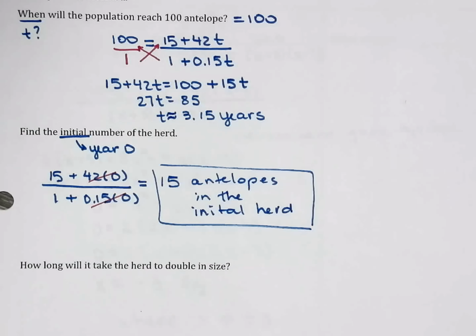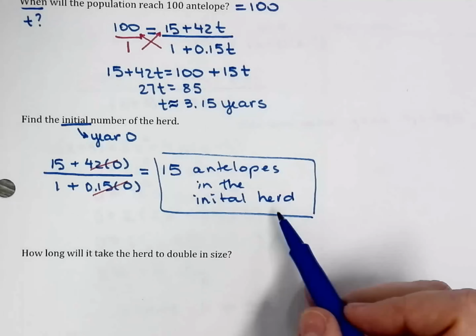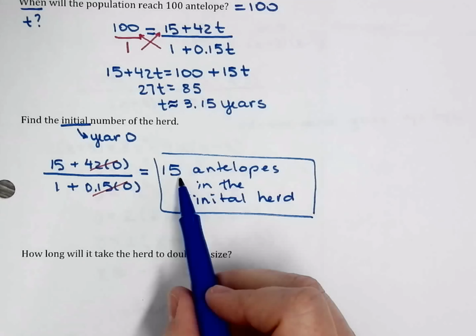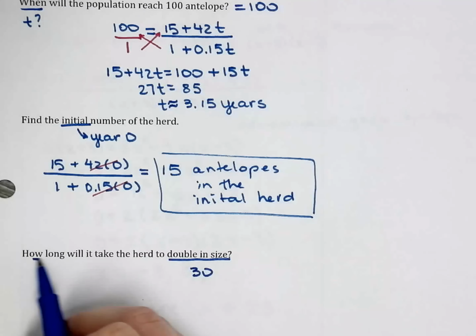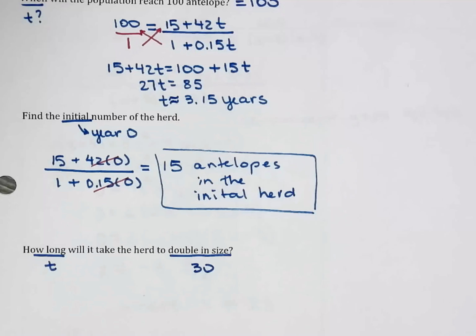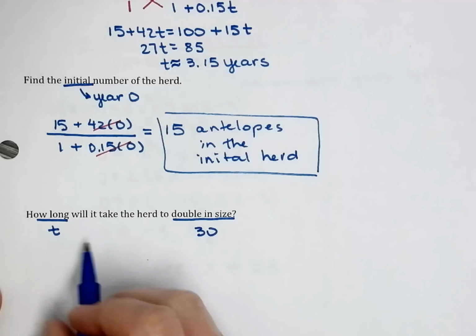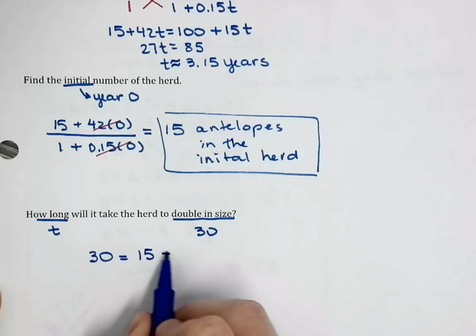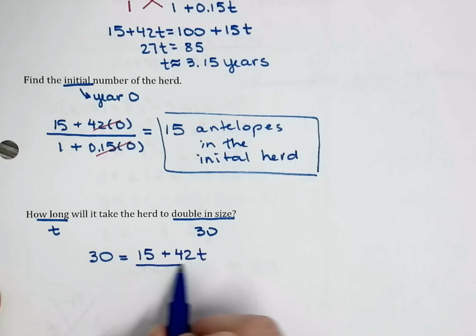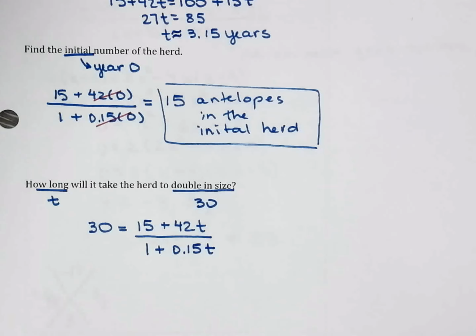Okay, one more. How long would it take the herd to double in size? At this point, we already know the herd started with 15. Double, it's 15 times 2. So how long? What is t? Will the herd have 30 antelopes? So I need to make that equal 30. And then we're solving for t again, just like what we did in the first one. We're going to solve the same way.